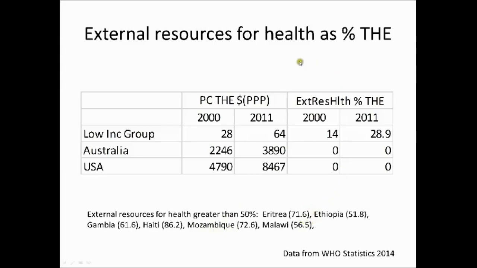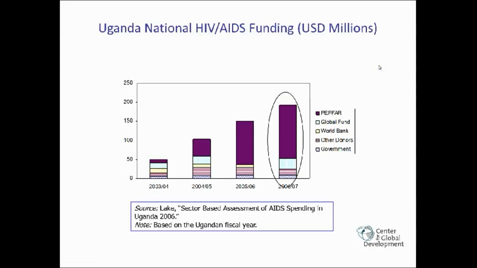The point I'm wanting to make on this slide is that if your external resources for health are as significant as these are, up to 30%, 40%, 50%, the sovereign decision making has in effect been handed over to the donors. The donors are effectively in charge, because even though it may be only 30%, so 70% is still coming from local sources, nonetheless you can't afford to do anything that would jeopardize the flow of external resources. So the point I'm wanting to make from this slide is about the impact of development assistance on national sovereignty.